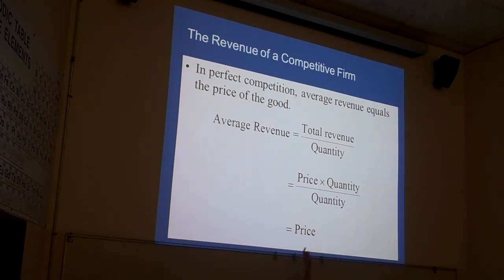Total revenue is just price times quantity. So again, let me go back to the beginning. Average revenue is total revenue divided by quantity. Make sure you can see that in your head, not just write it down. Then total revenue, the top here, is price times quantity. In this equation, the quantities cancel each other out, and what that leaves us with is average revenue is equal to the price. Get it? Is everybody okay with that?